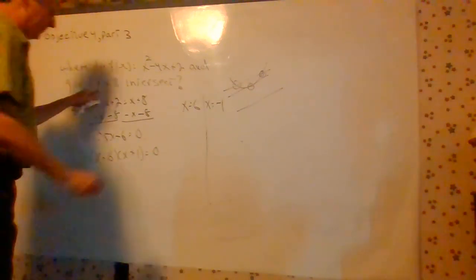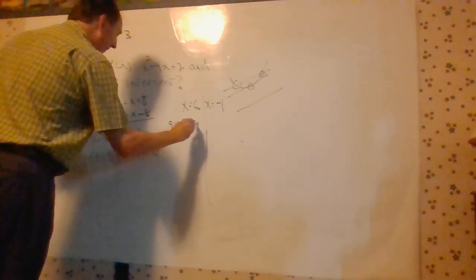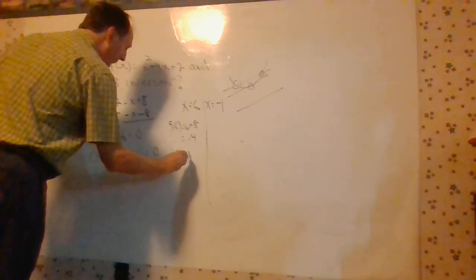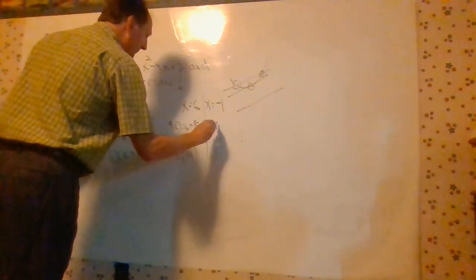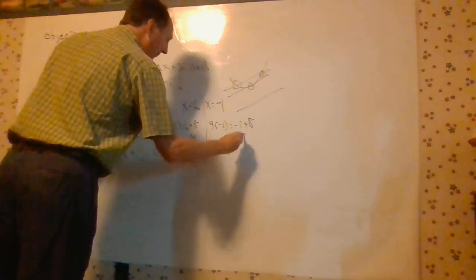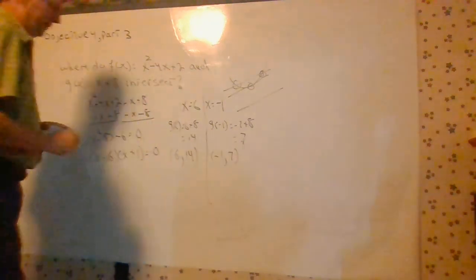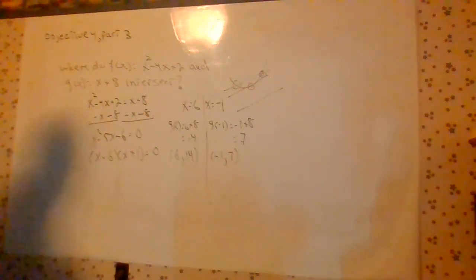Well, we have the x coordinates, we don't have the y coordinates. You can plug in either function. g of 6 is 6 plus 8, or 14, so we have the point (6, 14) to start. And also g of negative 1 is negative 1 plus 8, or 7, and so we have (negative 1, 7). There are the 2 points.